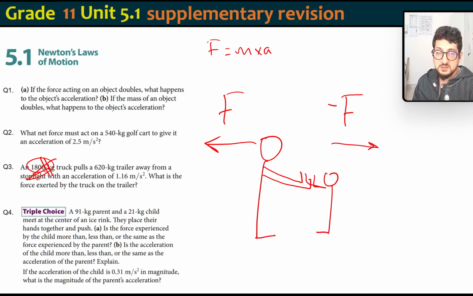But the masses are not the same, therefore the acceleration is not the same, even though the force is the same. Okay? And we're going to come to understand what this means. Now, is the force experienced by the father or the child, are they the same? Yes, they are the same.